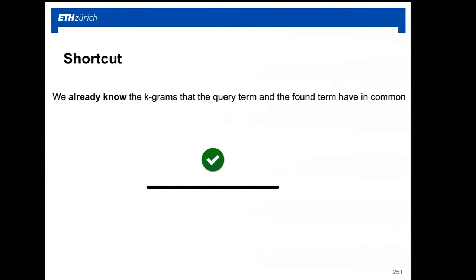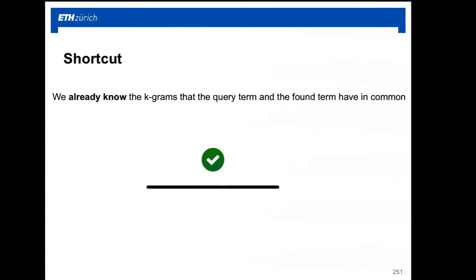Because here we have the query term, and here we have one candidate, but there can be many candidates. And you want to compute this divided by this, right? The number in the intersection divided by the number in the union.